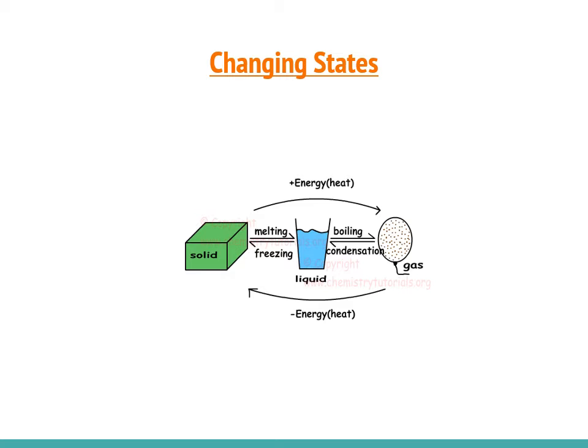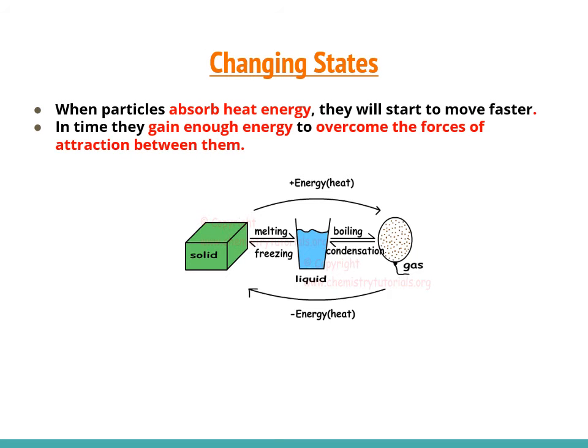Let us see an example here where we have the changing states from solid to liquid to gas, and we have the processes melting and boiling taking part in the changes. During these processes, the particles absorb heat. As they continue absorbing heat, they will start to move faster. When they gain enough energy, they will overcome the forces of attraction between them and start to move apart from each other.